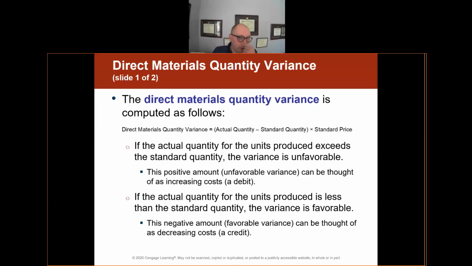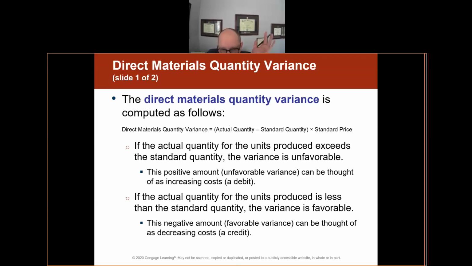Okay, so we talked about direct materials price. Now let's talk about direct materials quantity. As we know from our example, we came in 200 square yards under our standard. So to find the direct materials quantity variance, we take the actual quantity minus the standard quantity times the standard price. So in our example, 7,300 square yards minus 7,500 square yards times $5 per square yard.